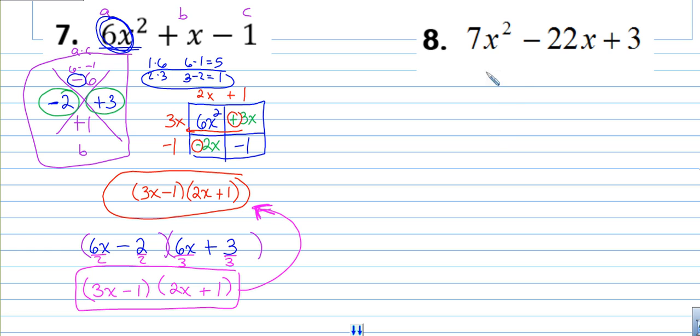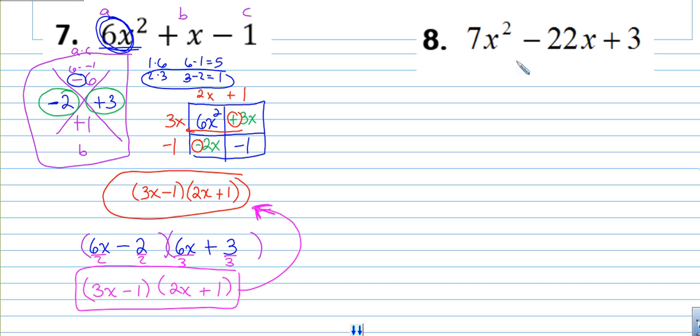So the first thing we want to try to do is find a GCF. Is there anything that goes into 7, 22, and 3? Since 3 is the smallest number, you want to use the factors of 3, and only 1 and 3 go into it. So will 3 go into 7 or 22? No, it won't. So there is no GCF number, and they don't all have the same letter, so there's no GCF to pull out.